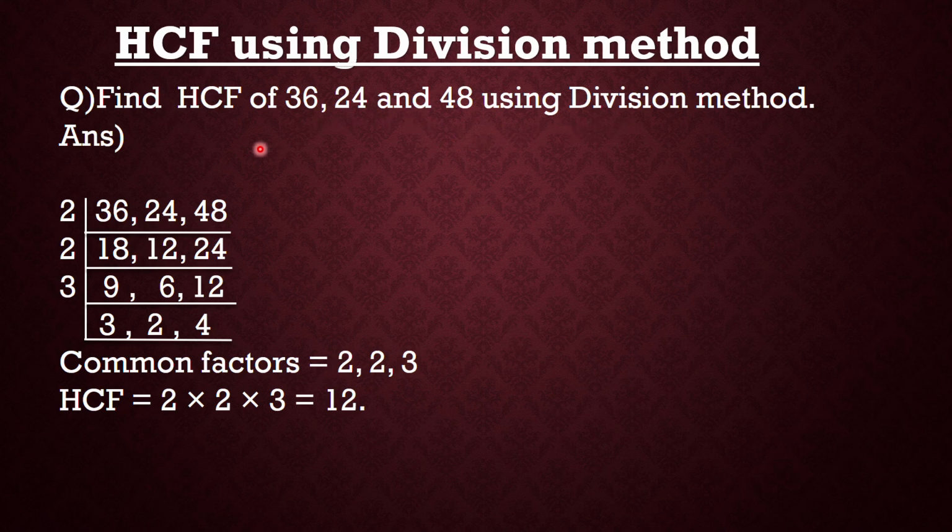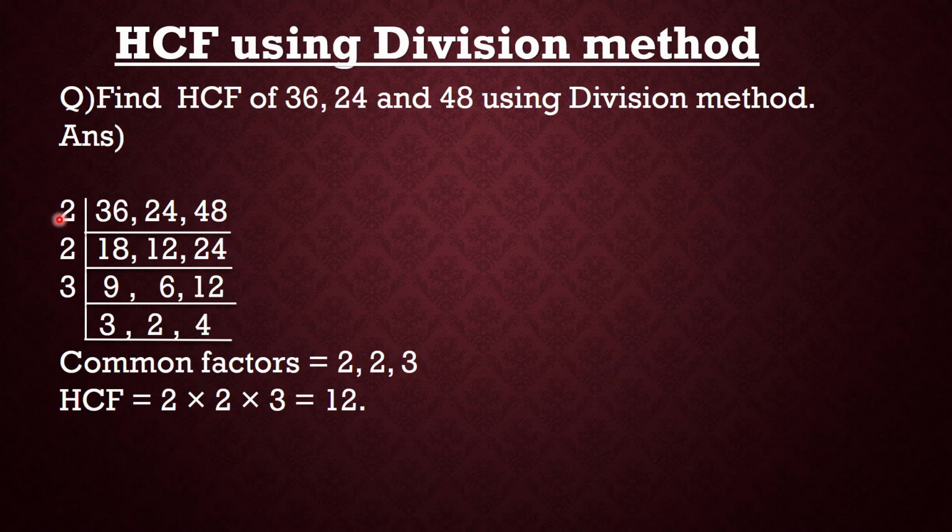So here what we have to do is quite simple. By placing commas, we have to take all the numbers, 36, 24, 48, at a time. Make sure that all 3 numbers must be divisible by one number, only then can we divide. See here, with 2, 36 is divisible, 24 is divisible, 48 is divisible. Always remember, all the even numbers are divisible by 2.